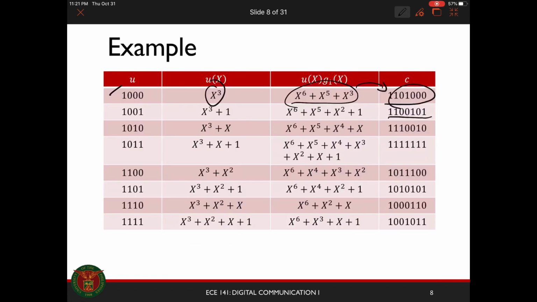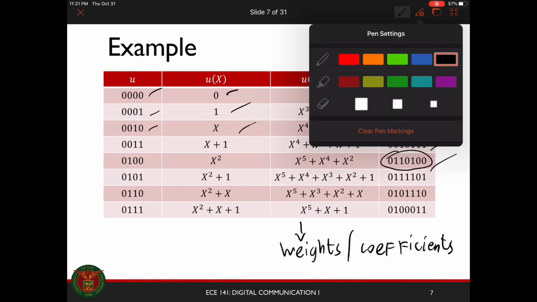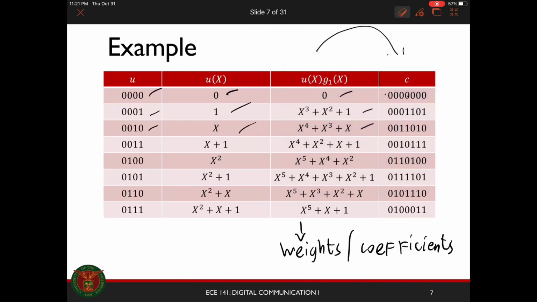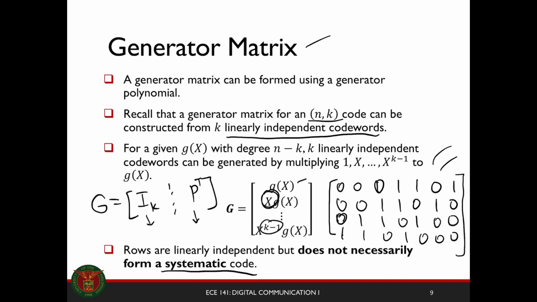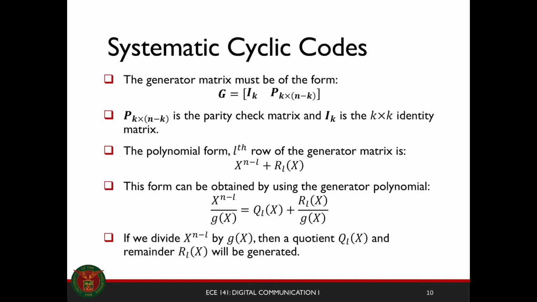Let's review a little from the example. As you can see here, the first 4 bits of the code words do not necessarily translate to the 4 bits of the message. So this method of producing cyclic codes, where we just multiply the message by g(x), does not necessarily generate a systematic code. So how do we make systematic cyclic codes?